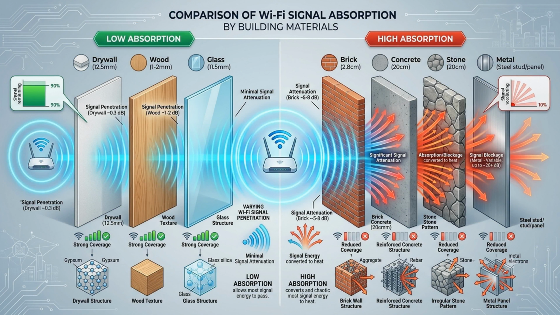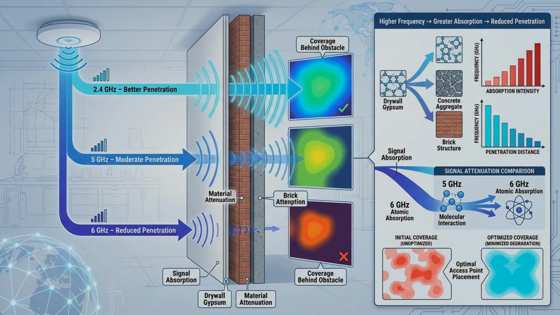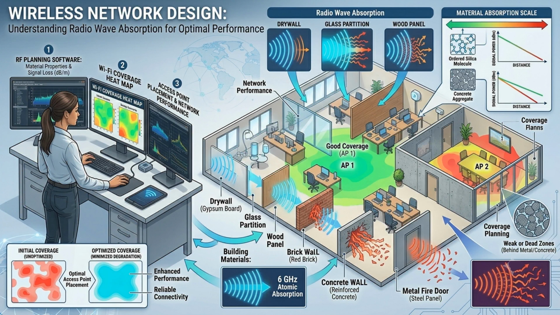In Wi-Fi environments, common building materials such as drywall, wood and glass generally absorb less energy, allowing signals to penetrate more effectively. Dense materials such as brick, concrete, stone and metal absorb or block much more energy, resulting in greater signal attenuation and reduced coverage. The amount of absorption also depends on the signal frequency. Higher frequency signals typically experience greater absorption than lower frequency signals when passing through the same material. This is one reason why higher frequency Wi-Fi bands often have reduced penetration compared to lower frequency bands. Understanding absorption is essential for wireless network design, as building materials and environmental obstacles can significantly influence signal strength, coverage and overall network performance.